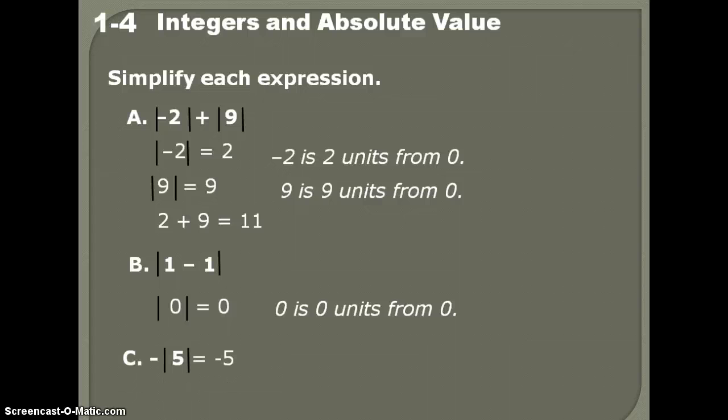Now what happens if we have a negative on the outside? We do the absolute value of 5, which is 5, and this is like multiplying by -1. So we get an answer of 5 times -1 gives us a -5.